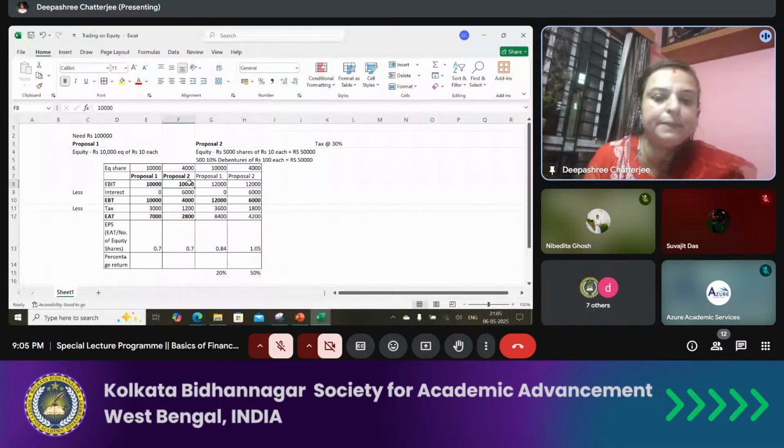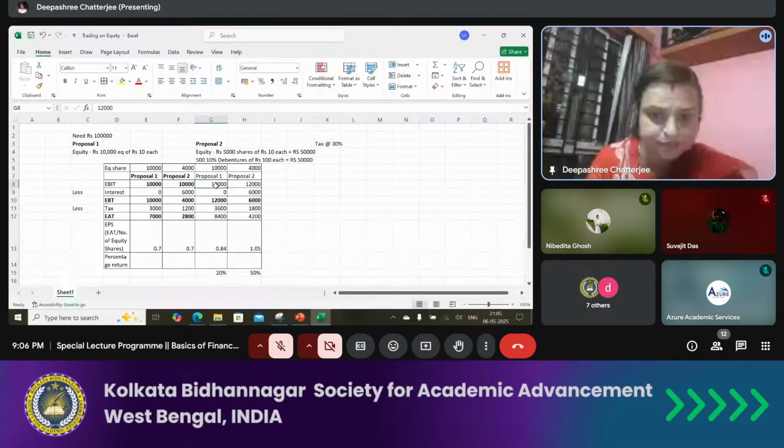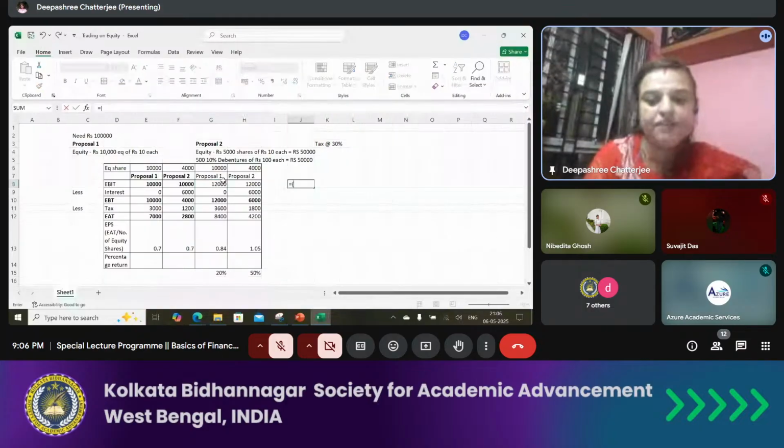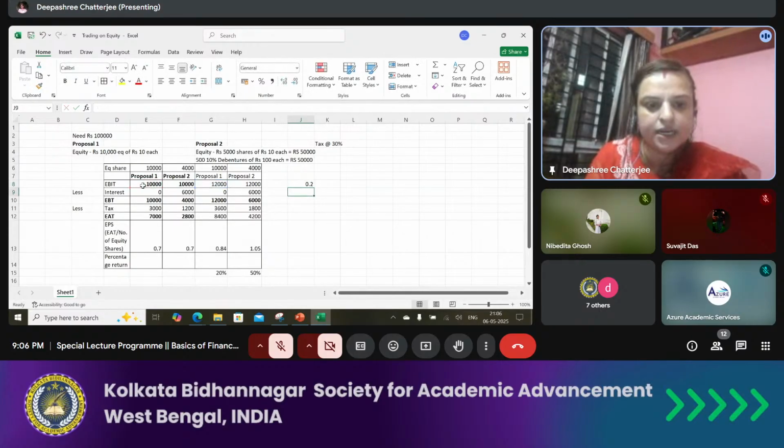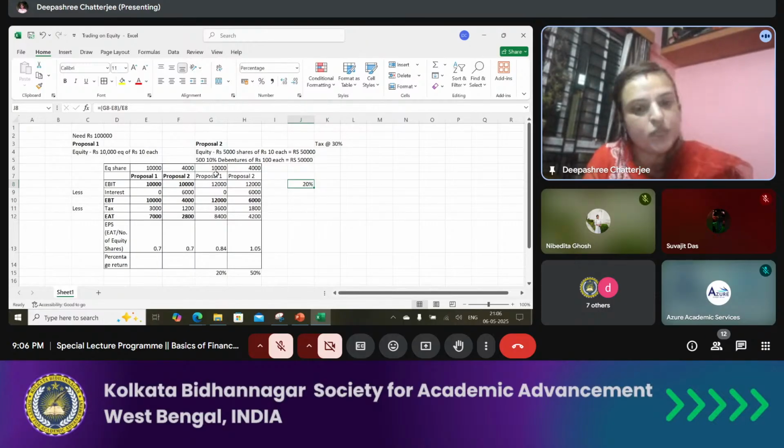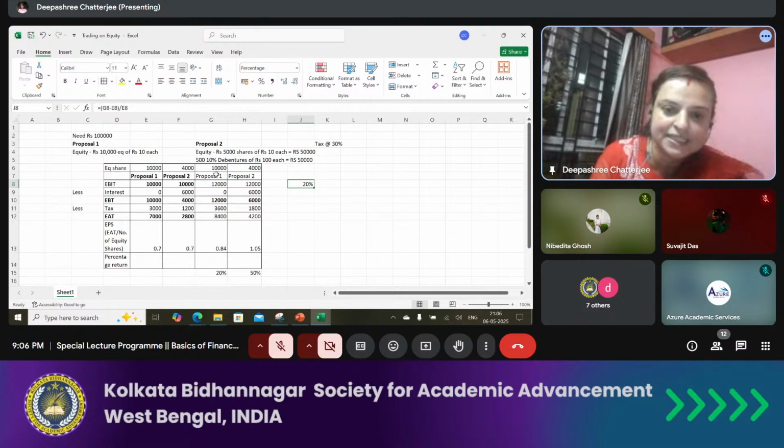This is 20% because, suppose we want to find out the percentage increase in EBIT. So 12,000 minus 10,000 whole divided by 10,000 again. This will give me 0.2. 0.2 in the form of percentage is 20%. And see, our profit has increased from 10,000 to 12,000, which is a 20% increase, right?